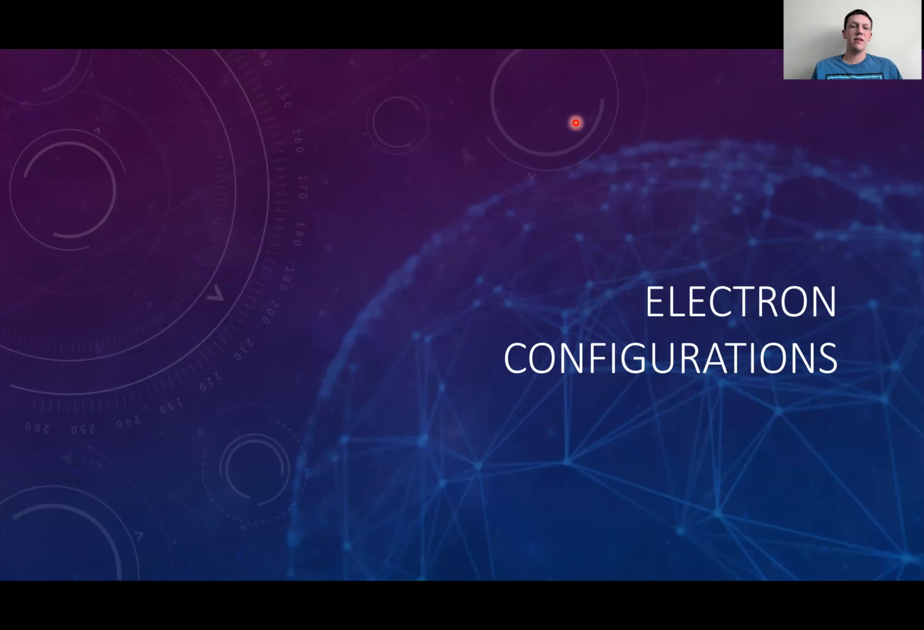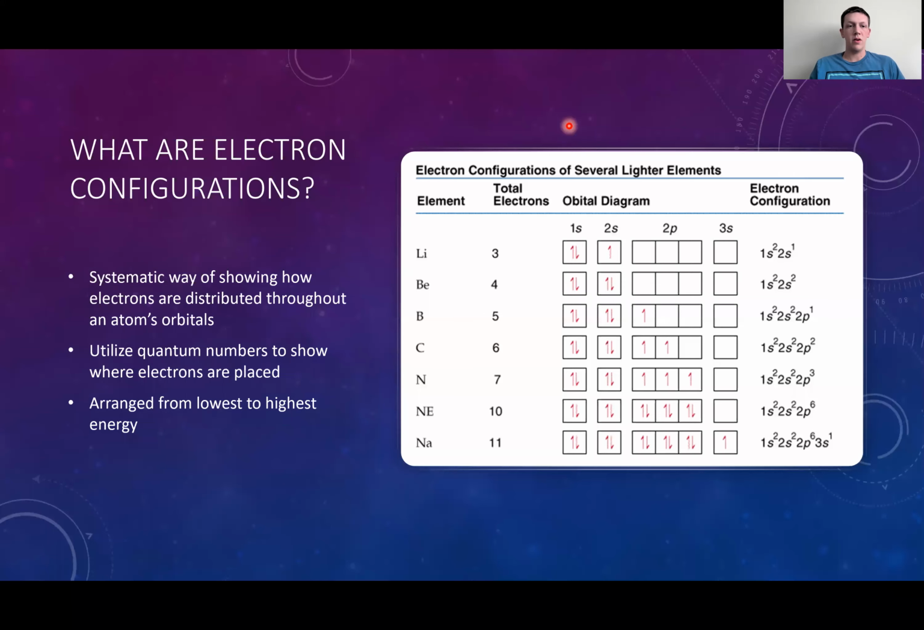All right, in this video, we'll be covering electron configurations and we'll be going over what those are. So we'll start off by asking the question, what are electron configurations? If you look over here on this part of the table, you can see an example of what an electron configuration looks like. These are just a systematic way of showing how the electrons are distributed throughout the orbitals in an atom.